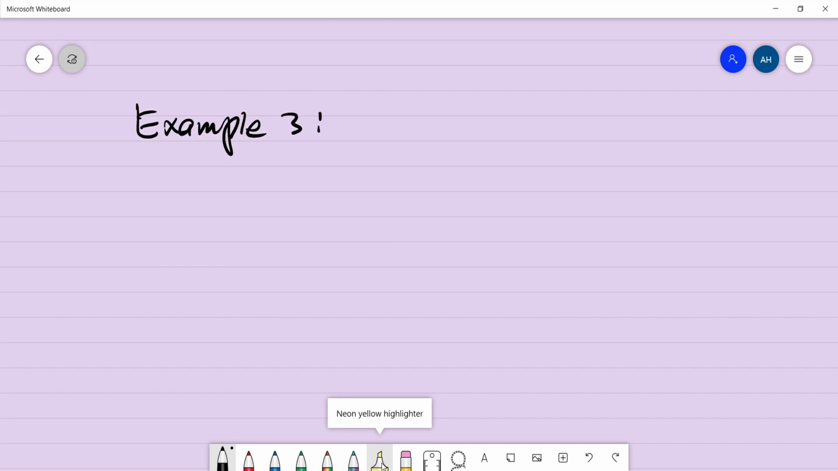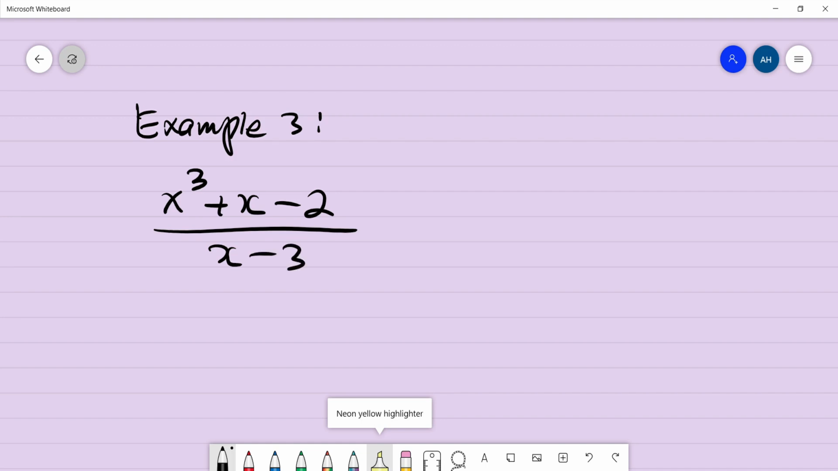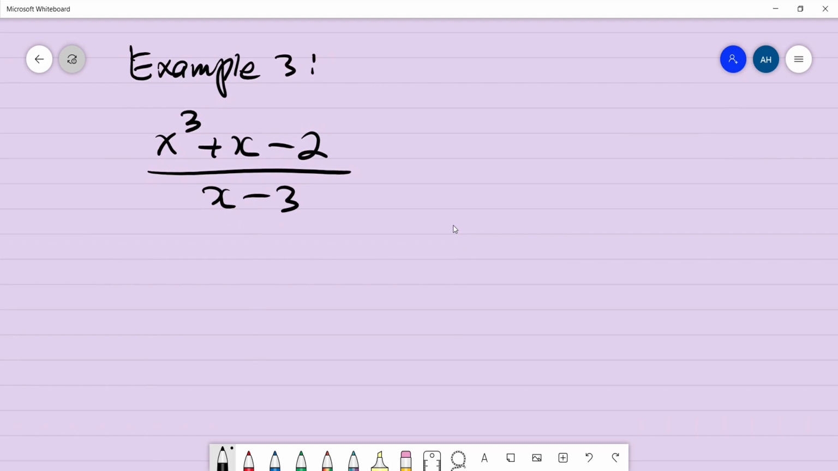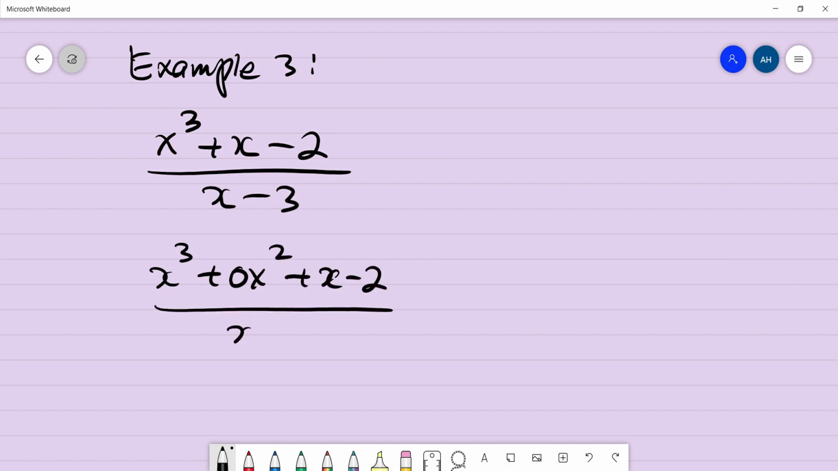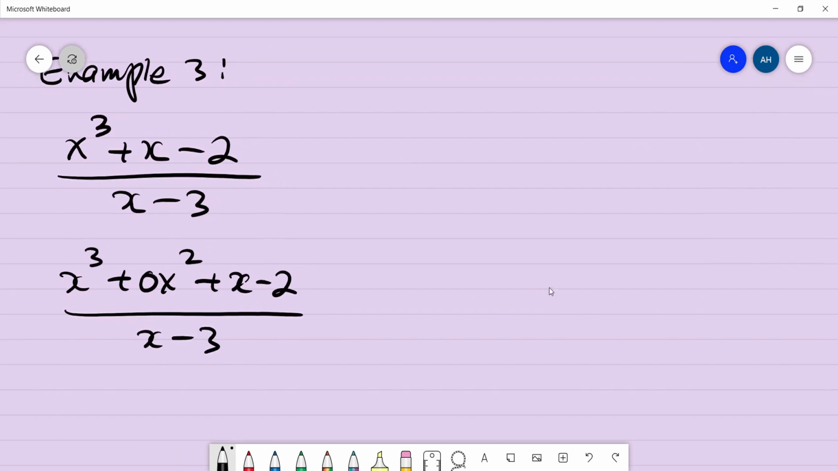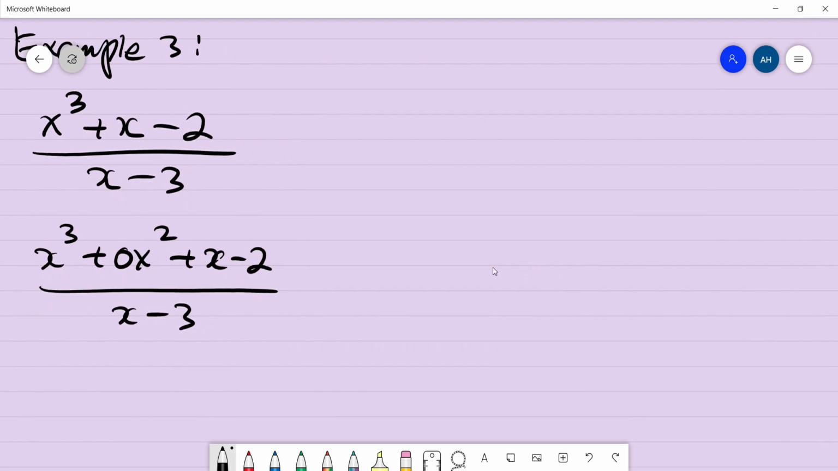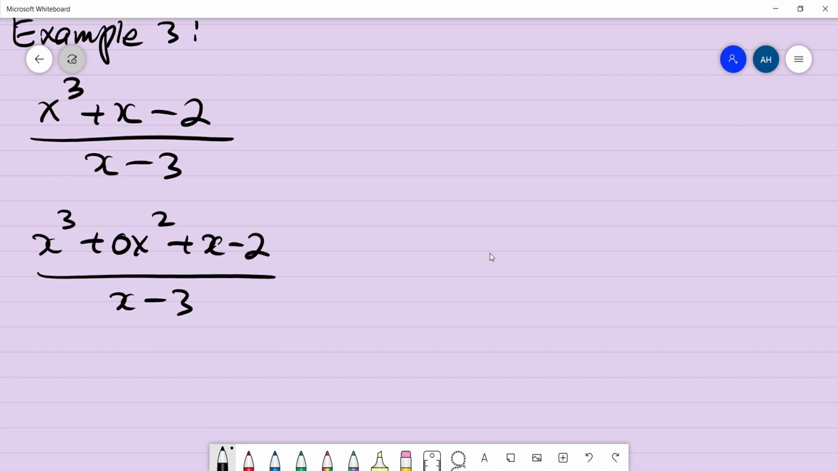Example 3. Suppose that we are given x cubed plus x minus 2, and we want to divide it by x minus 3. If we notice, in this problem we are missing the x squared component. So we have to rewrite this problem as x cubed plus 0x squared plus x minus 2 divided by x minus 3. Now, as we do for synthetic division, we write down the coefficients of the dividend. That is, we have 1, 0, 1, and negative 2.